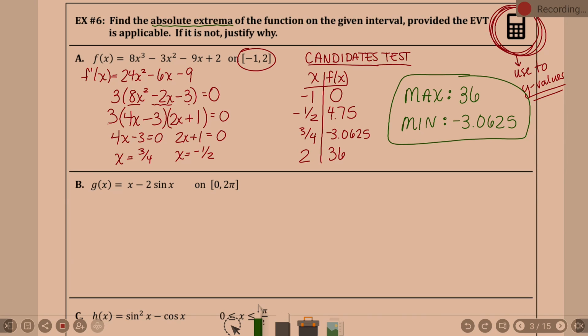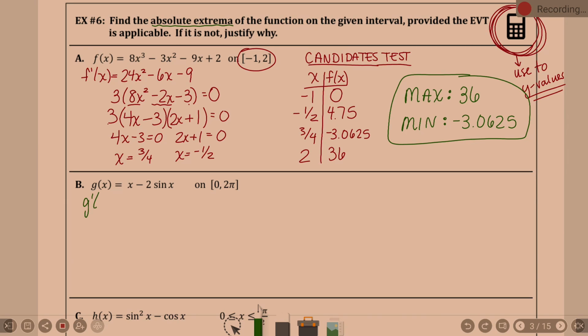Okay, let's move. You ready? Are we good? Okay. So B. g of x is x minus 2 sine x on the interval 0 to 2 pi. I guess we better talk real quick, EVT, what do you think? You've got sine, you've got x. Those are things that are good.